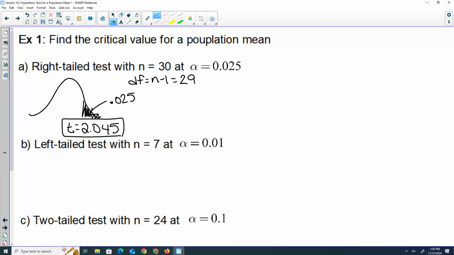Who's got your formula sheet? I do. Not that. Except you need it today. Yeah, I really do.